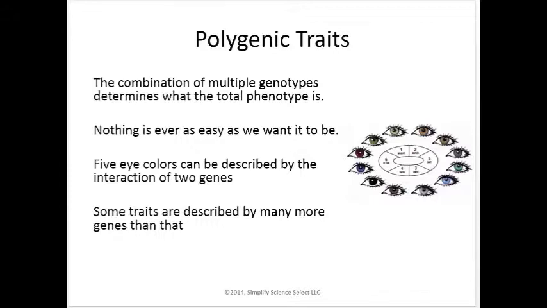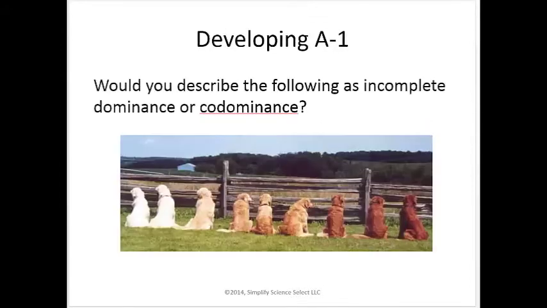Unfortunately, nothing's ever quite as easy as we want it to be. Some traits can be described by tons of genes. It depends. Here's a developing question. In this picture, do you think this is an analogy talking about incomplete dominance or codominance?